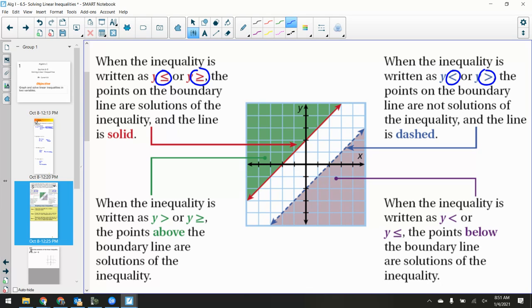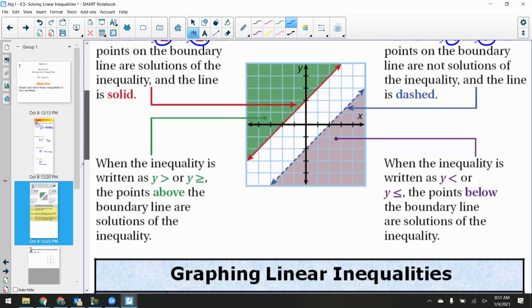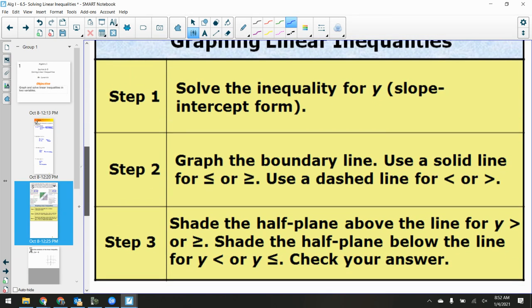Okay? So here's what we need to do. Are these steps on the back of your guided notes here? Yes, they are. Okay, perfect. These are the steps for graphing a linear inequality. First thing, solve the inequality for y. A lot of the times, that's done for you. Solve the inequality for y. Get y alone on the left side.